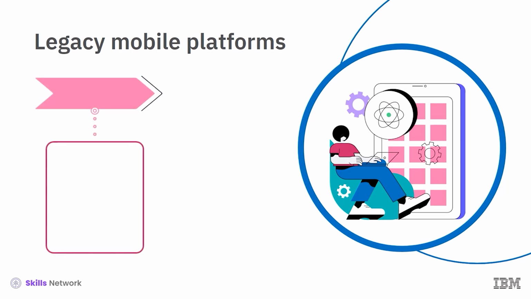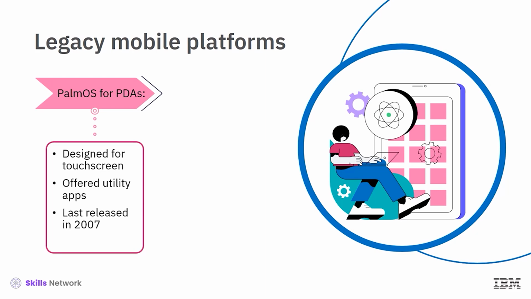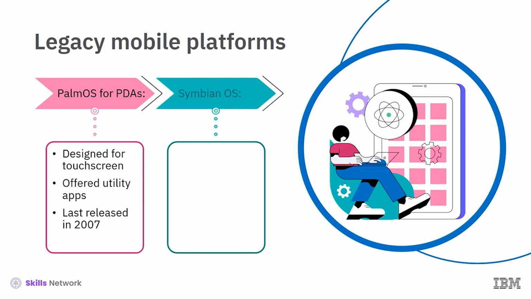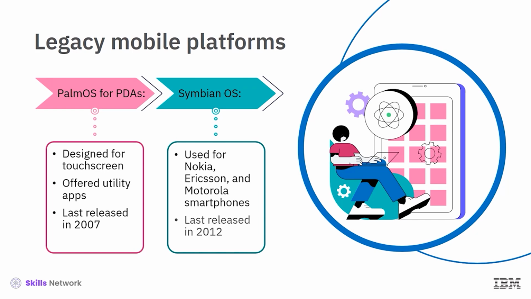For example, Palm OS was one of the early operating systems for personal digital assistants, designed for touchscreens. It offered several utility apps. Its final version was released in 2007. Moving on, Symbian OS was another robust operating system used for smartphones from Nokia, Ericsson, and Motorola. The final version of Symbian was released in 2012.